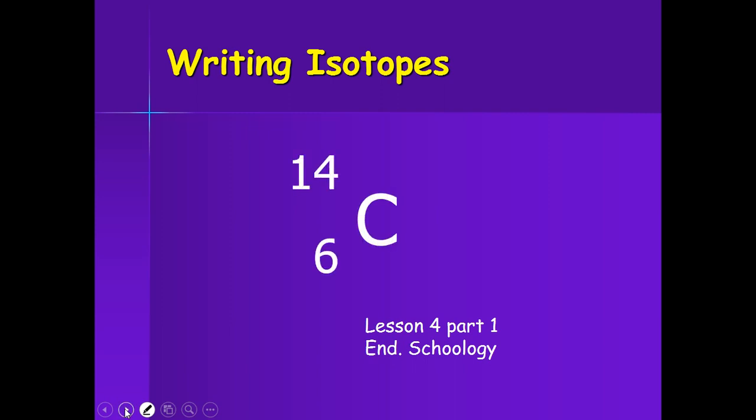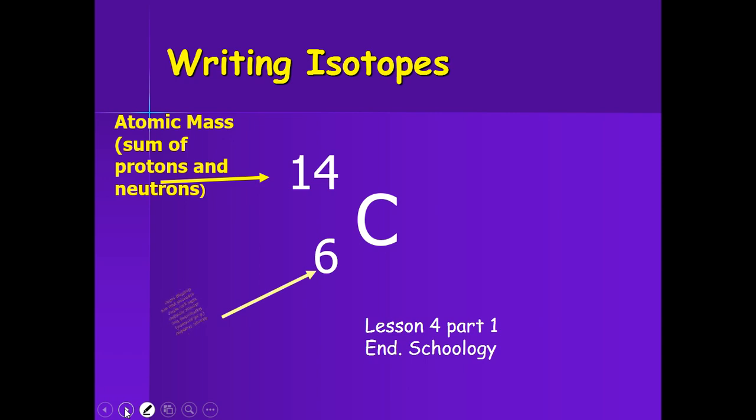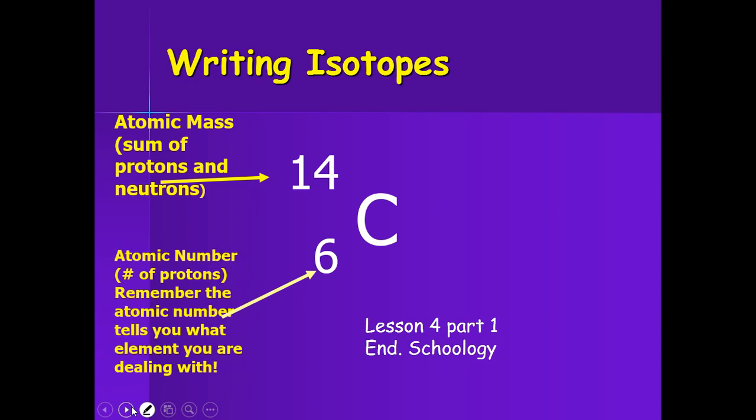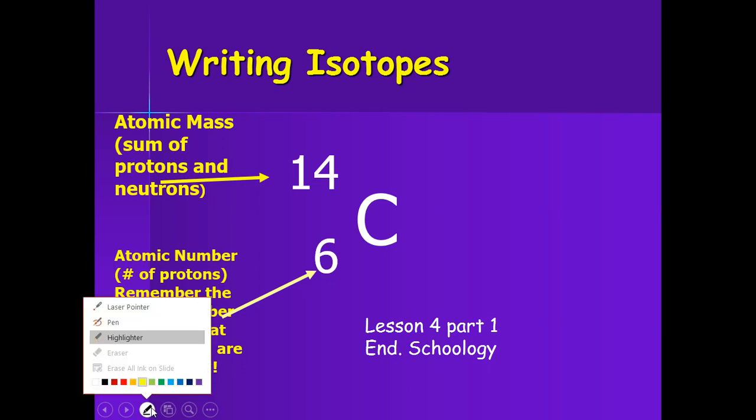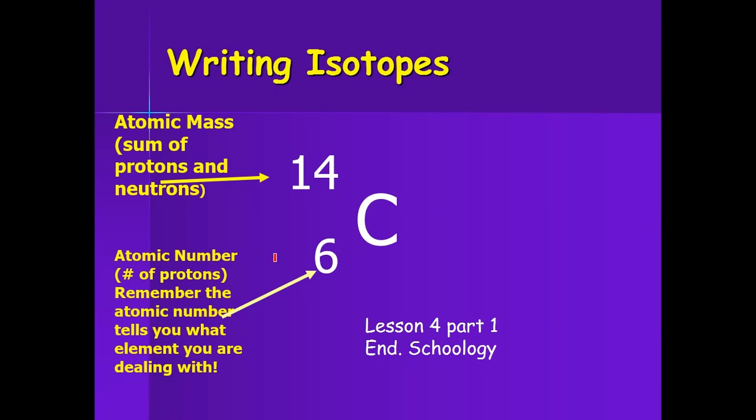All right, here's how we write isotopes. These are some important factors. So this is the isotopic symbol for carbon. This happens to be carbon-14. Okay, carbon-14's atomic mass is 14, which means protons plus neutrons is giving you 14. The atomic number for carbon has to be 6.